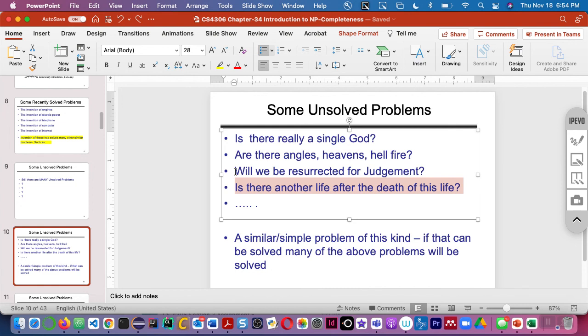This is maybe a $1 million question, right? Many people believe it, many people do not believe. Right? So these are the many real problems. Everybody will understand this is a very simple problem, right? But what happens if these problems are solved? If these problems are solved, then many problems will be solved in this world. If I believe that there is a God, he will judge me, right? I will not make any crime.